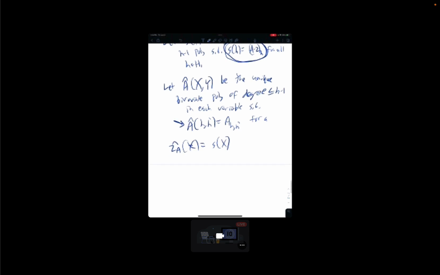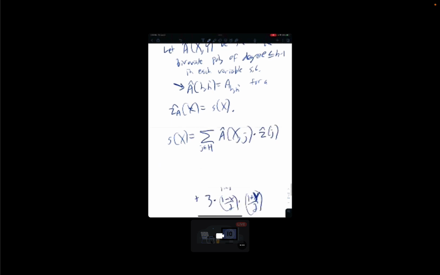Okay, so I'm going to give a nice expression for S. So here it is. S of X is the sum over all J, nth roots of unity J, of A hat of X comma J times Z hat of J. Let me call this a claim. And we've seen claims like this before, just typically we were dealing with multilinear things, not univariate things.